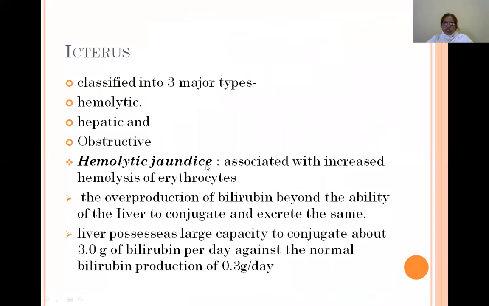Hemolytic jaundice is mainly associated with increased hemolysis of erythrocytes and also overproduction of bilirubin. This overproduction of bilirubin is beyond the ability of the liver to conjugate and excrete it. The liver has a large capacity to conjugate about 3 grams of bilirubin per day, against the normal bilirubin production of 0.3 grams per day.